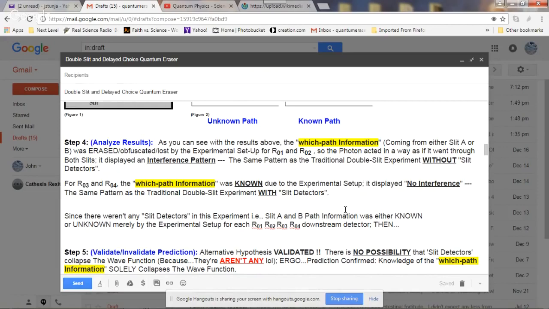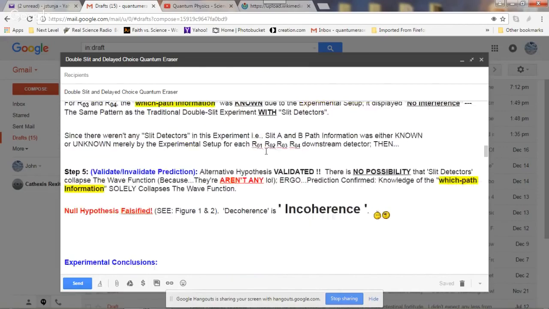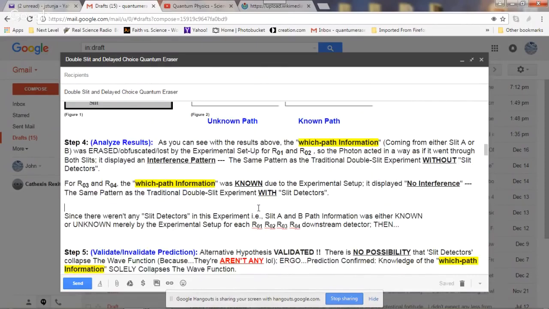So let's go to step 5. Validate or invalidate the prediction. The alternative hypothesis is validated. There is no possibility that the slit detectors collapse the wave function. Why? Well, because there aren't any. Ergo, the prediction was confirmed. Knowledge of the which path information solely collapses the wave function. The null hypothesis is falsified. See figure 1 and 2.